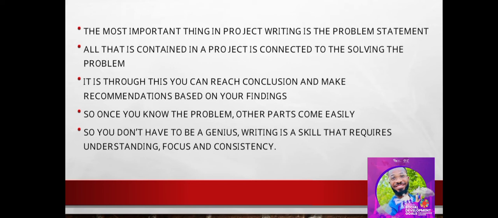Now, once you know the problem, other parts come easily. Every single part just flows. Just like when you know your goal, you're able to achieve your success, everything flows. Now, you don't have to be a genius to write projects. You just have to understand what you need to do in a project.